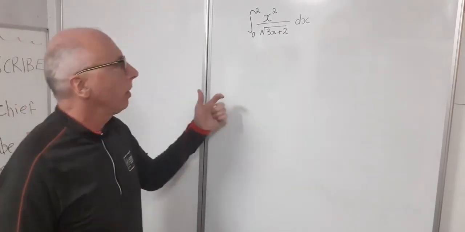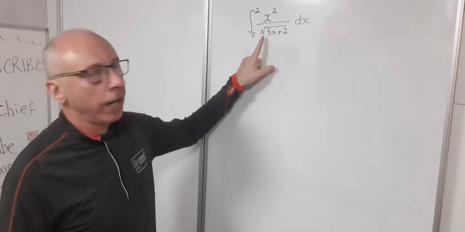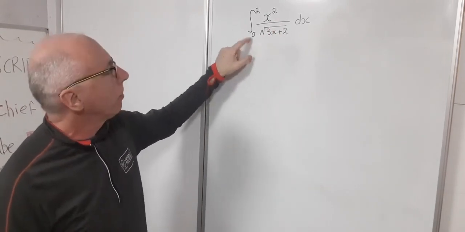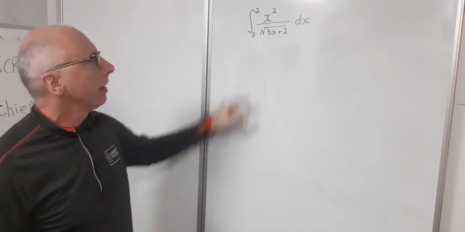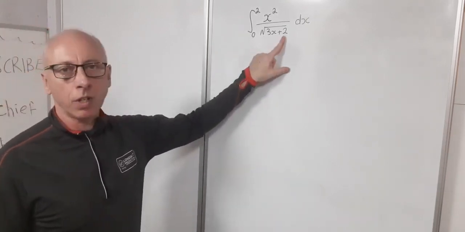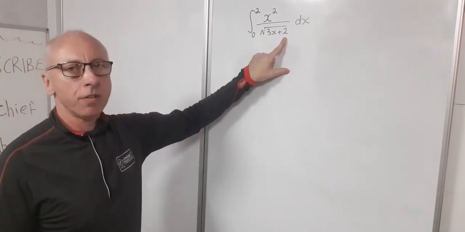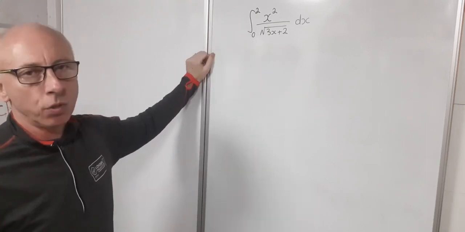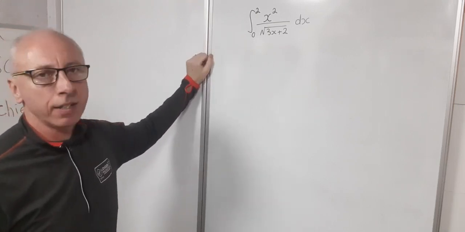So we've got an integral here, it looks pretty tricky. We've got x squared divided by the square root of 3x plus 2, integrated from 0 to 2. Now, the usual way here would be to use substitution with the contents of this radical, 3x plus 2, and then go from there. And you're probably going to need 1 or 2 more substitutions to get to the answer.